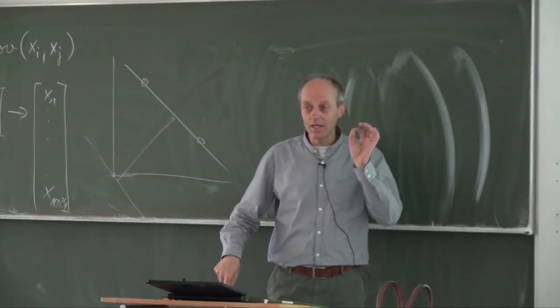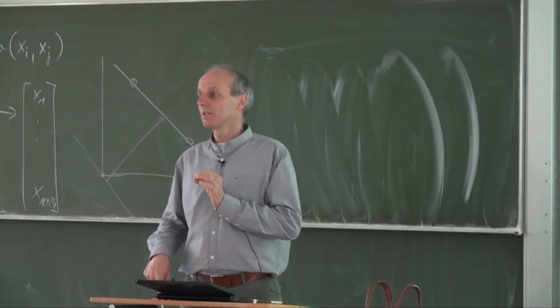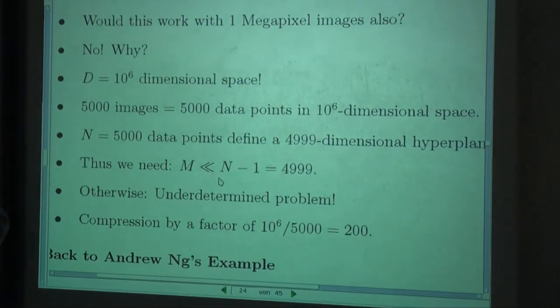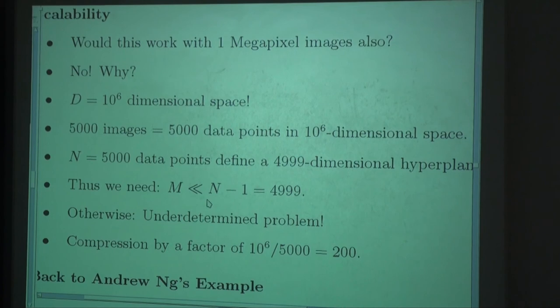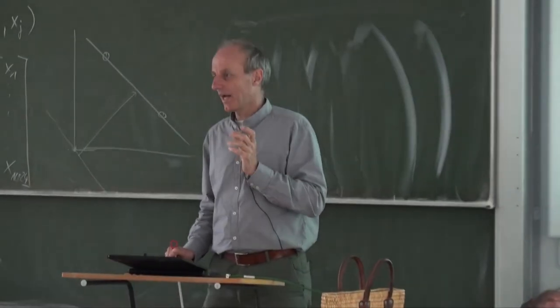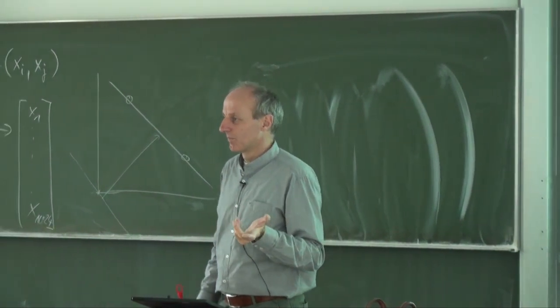Okay, so n data points define an n minus one dimensional hyperplane. And that's what we have here. 5,000 data points in our 1,000,000 dimensional space define a 4,999 dimensional hyperplane. Okay, what does this help us?